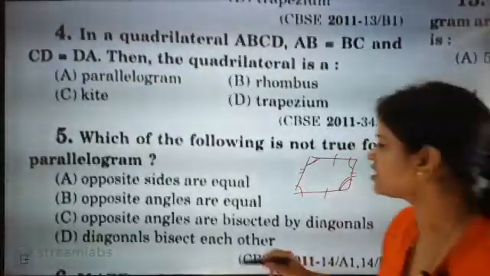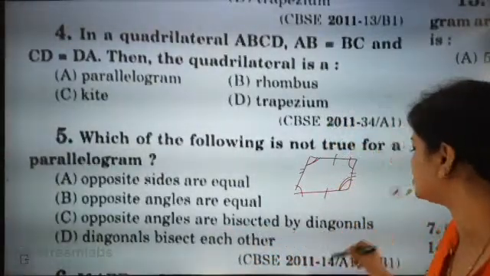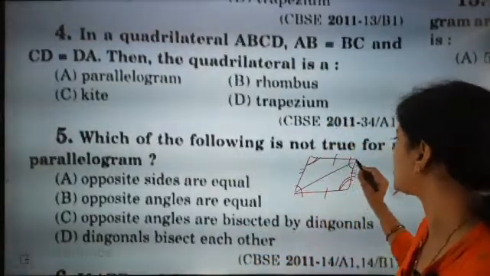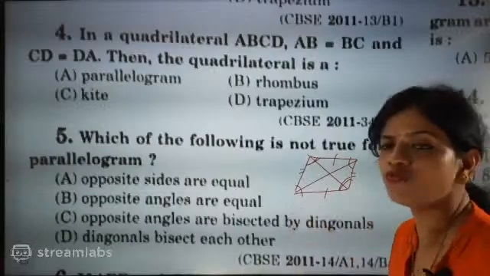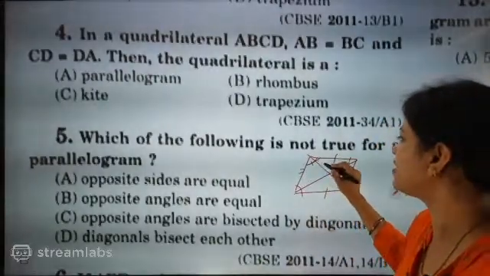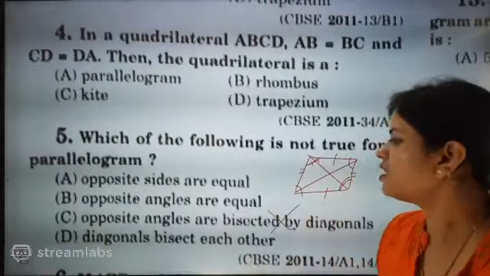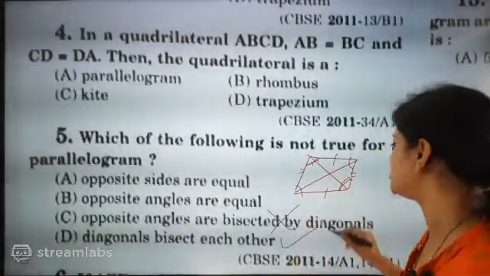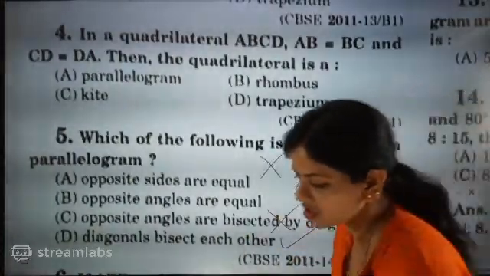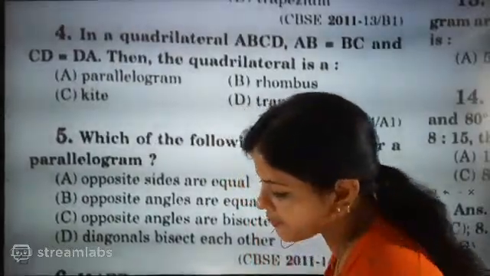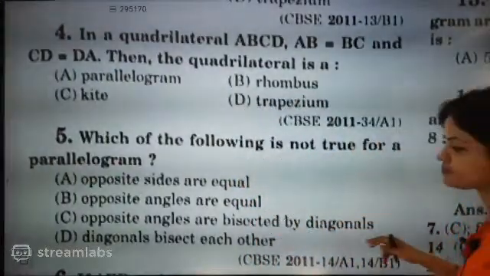True. Opposite angles are bisected by diagonals. Opposite angles are bisected by diagonal. It is nowhere written that the diagonal will bisect it into two equal halves. This concept is wrong. Diagonals bisect each other. Yes, the diagonals are bisecting each other. Absolutely correct, Avinash.